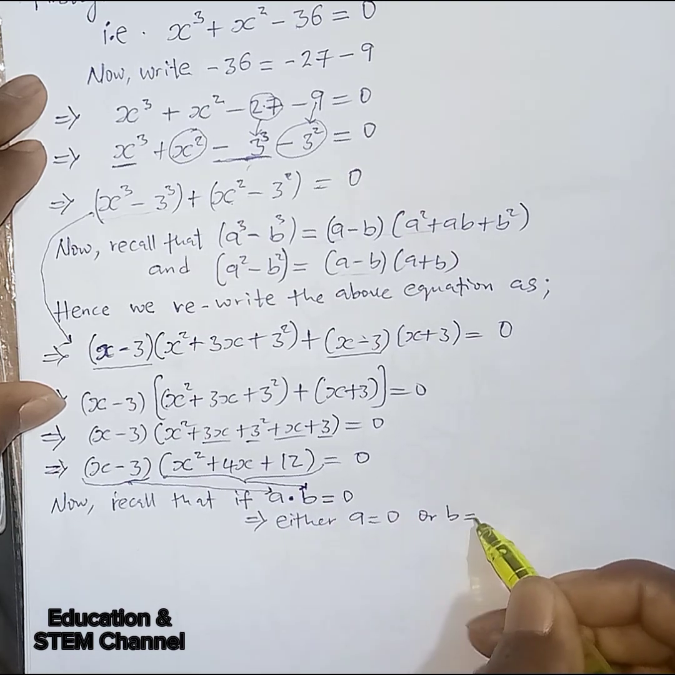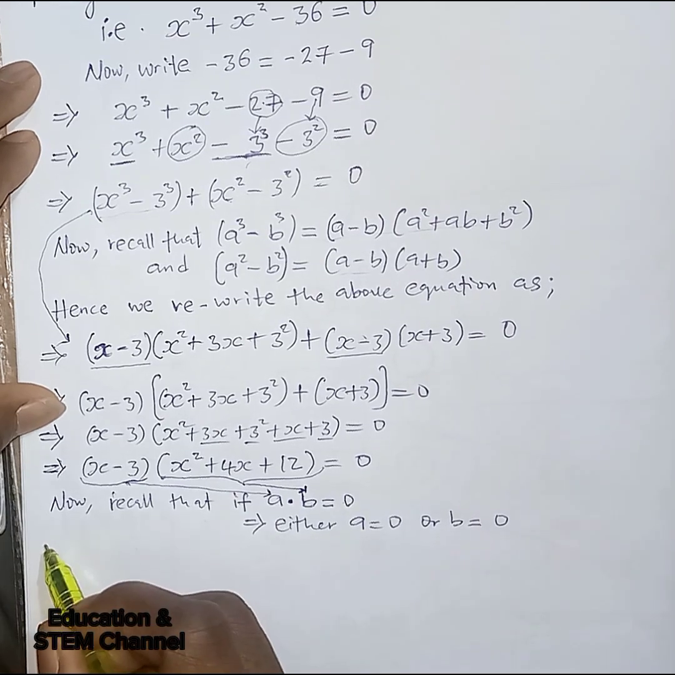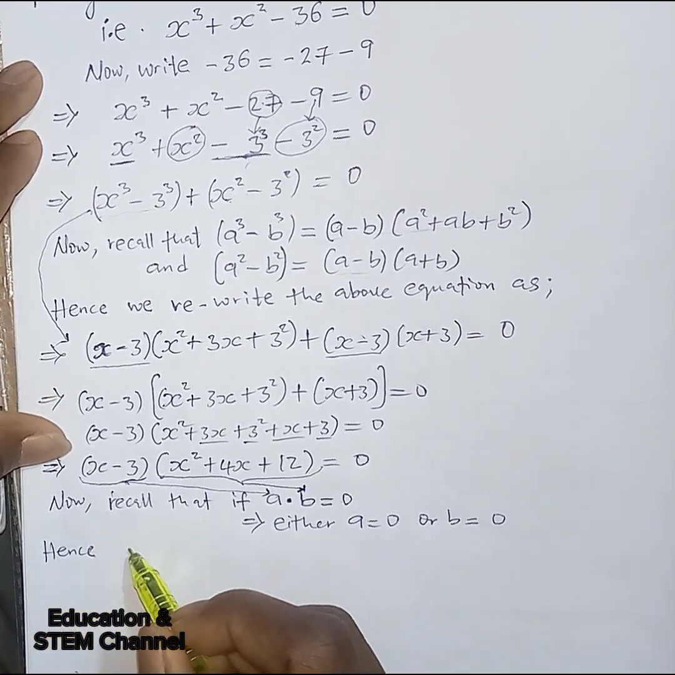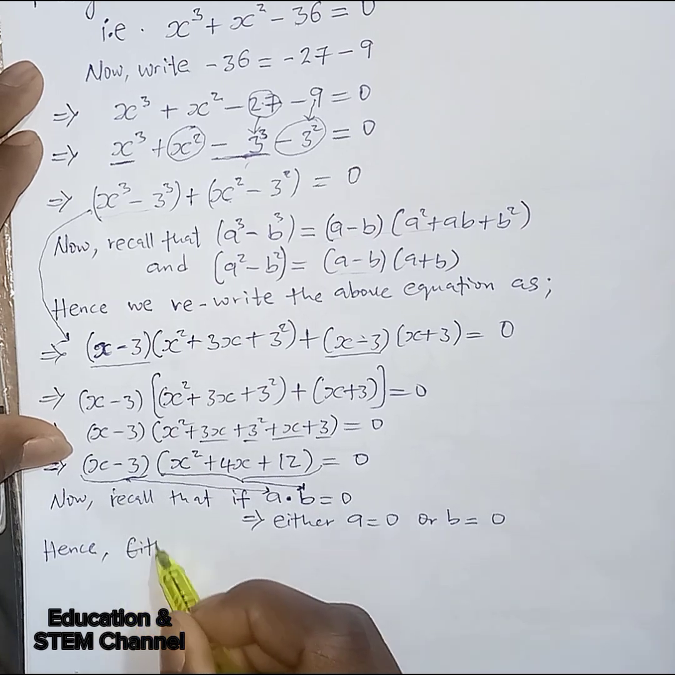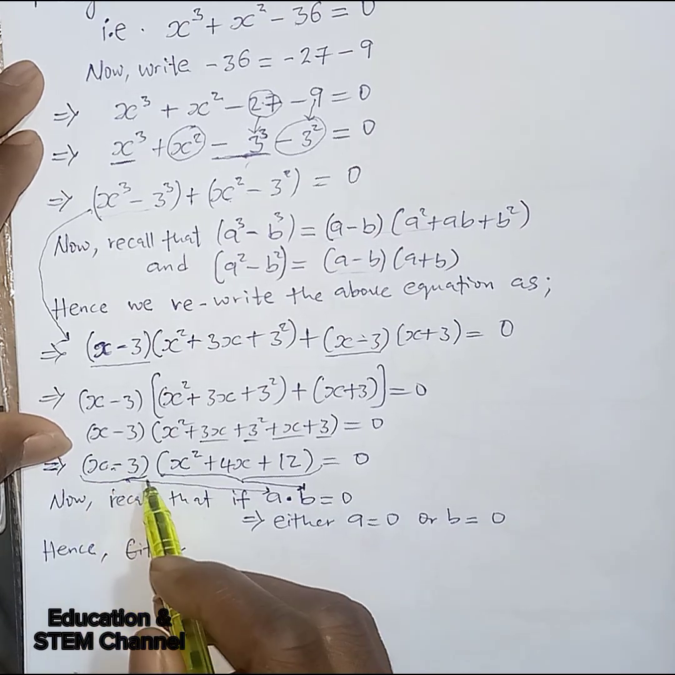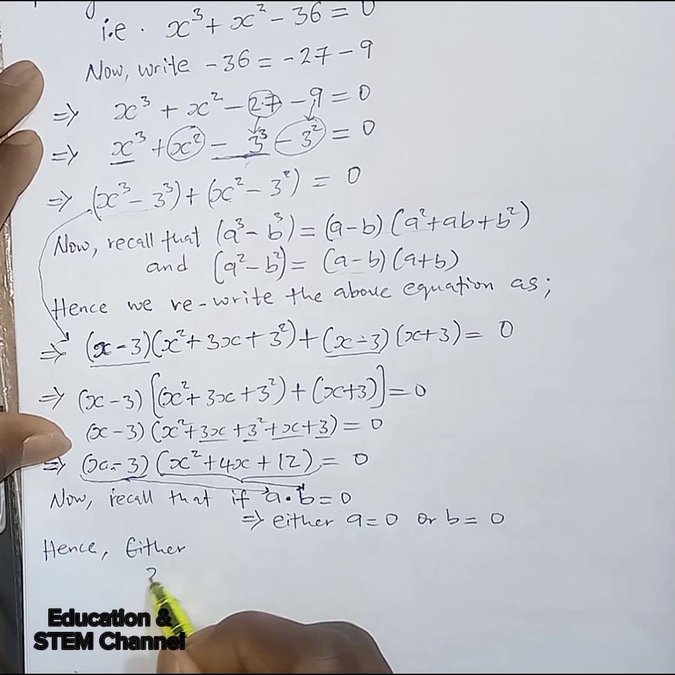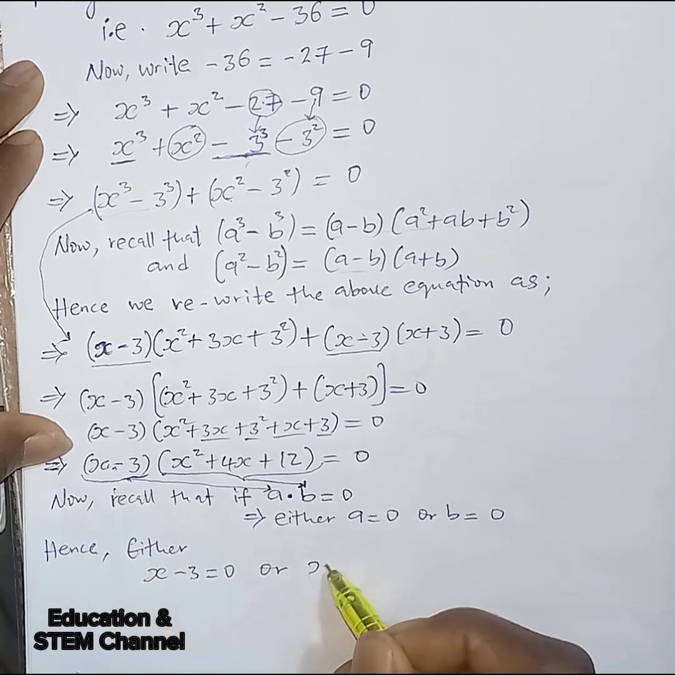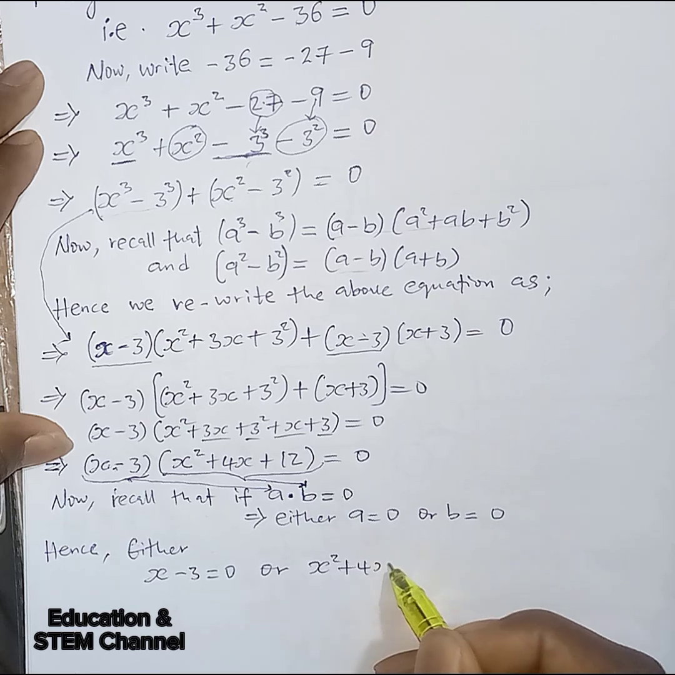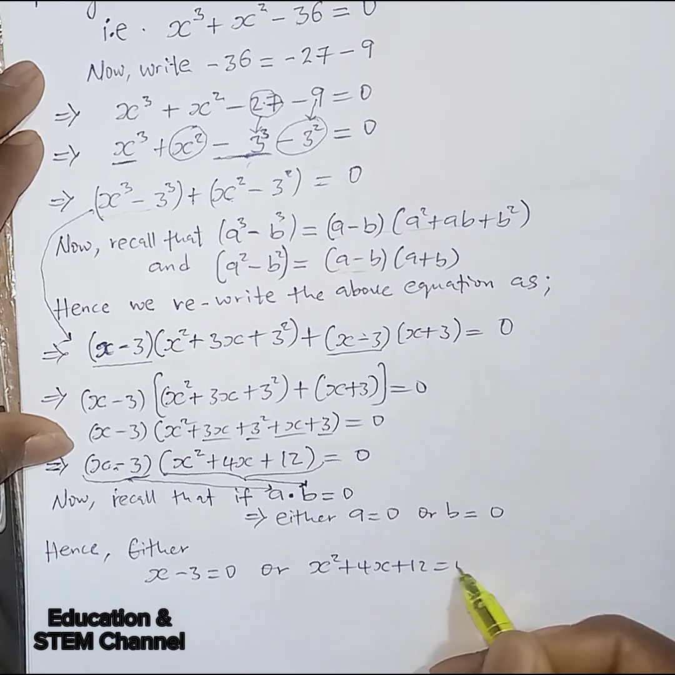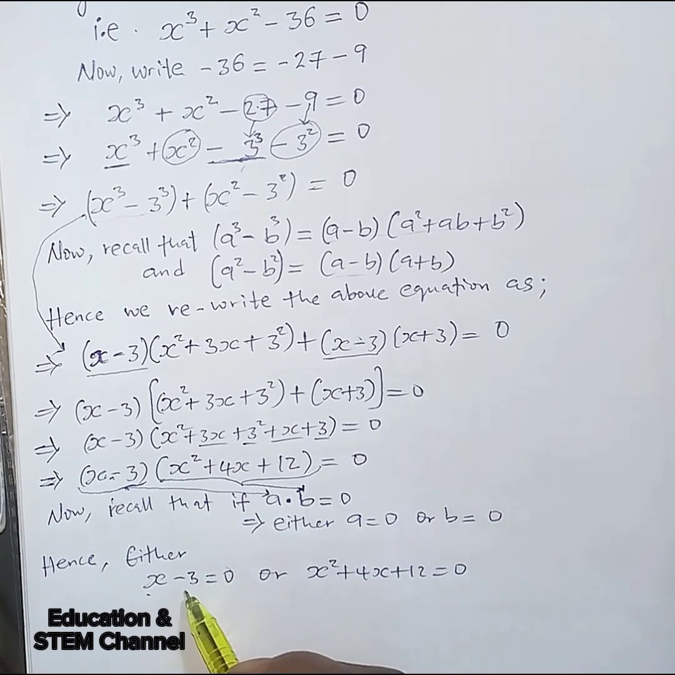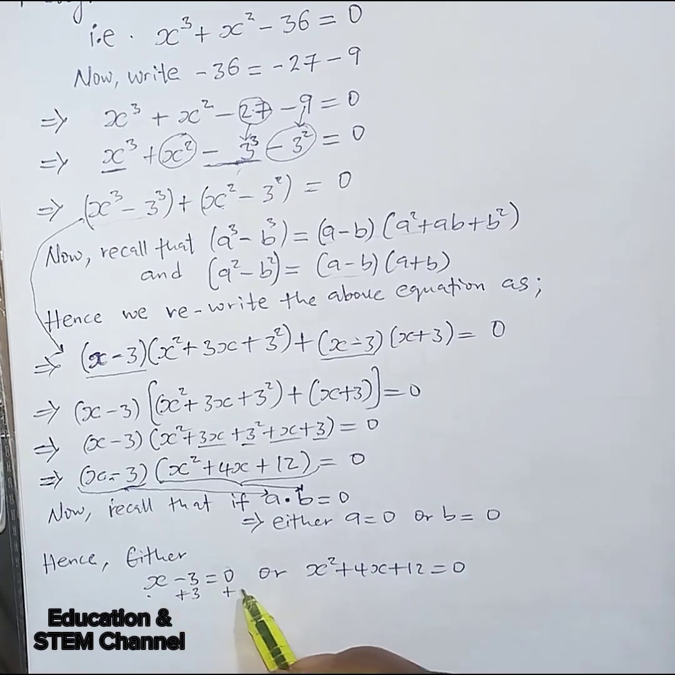either x minus 3 equals 0, which is what I am writing now. Either x minus 3 equals 0 or x squared plus 4x plus 12 equals 0. Now you could see that we have gotten two different new equations. x minus 3 equals 0 or x squared plus 4x plus 12 equals 0.